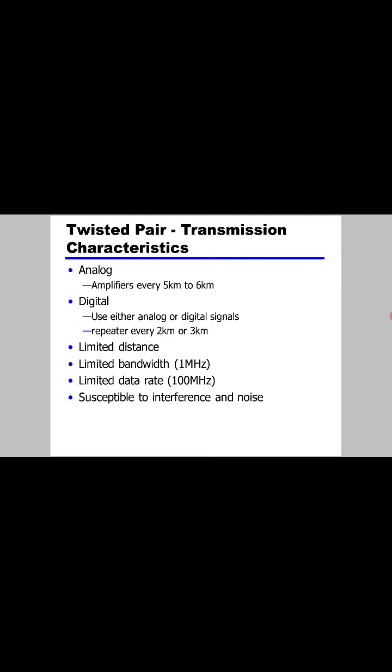So, twisted pair transmission characteristics. Generally these cables are used for analog data transmission. Basically two types of transmissions are there: analog and digital. Analog means amplifiers every 5 to 6 kilometers. Digital can use either analog or digital signals. Limited distances means these generally support limited distances, and limited bandwidth means generally they are for 1 megahertz. Limited data rate means that is 100 megahertz.